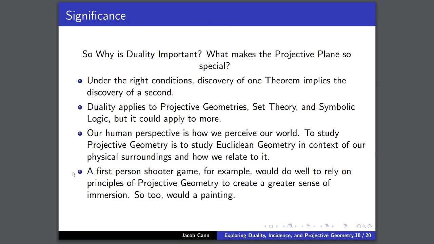And some of the more direct applications, you could say a first-person shooter game, or that environment, that in-game world environment would do well to rely on the principles of projective geometry to create a greater sense of immersion. And like we saw with our perspective drawing, so too with a painting, a drawing, a piece of artwork. An artist would be informed by the relationships that come about from train tracks, from an object in that space, in context.